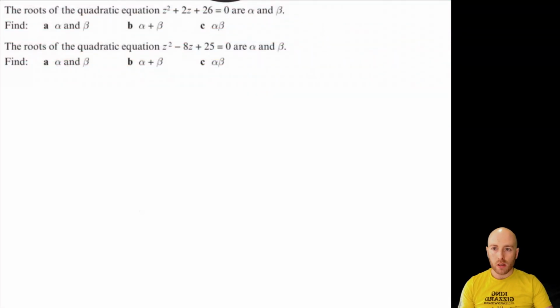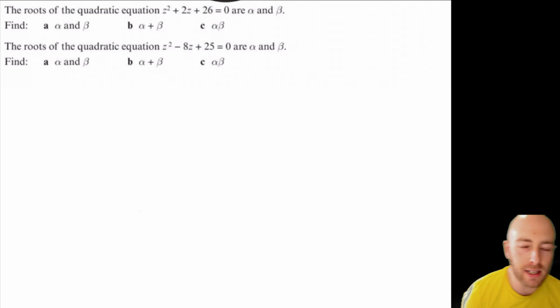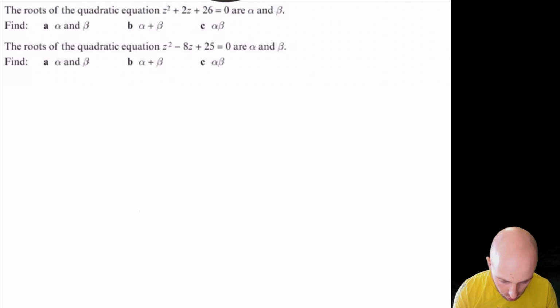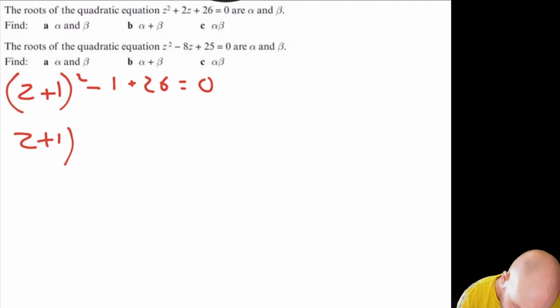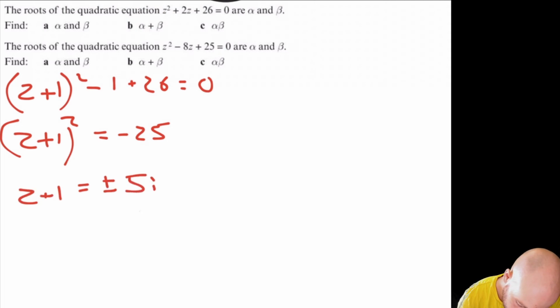Cool. Right, how do you get on, guys? Find the roots. So, I'm just going to complete the square on this one, although you could work backwards from the stuff we just did. If you guys had another method, let me know, we'll go through that as well. So z plus 1 squared minus 1 plus 26 is 0. So z plus 1 squared is minus 25. So z plus 1 is plus or minus 5i. So z is minus 1 plus or minus 5i.